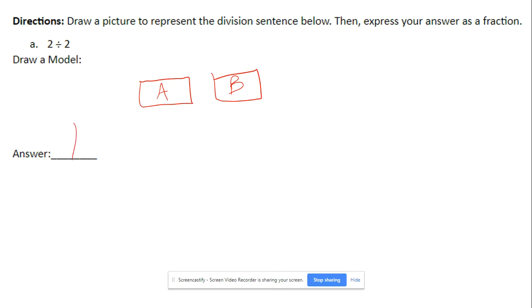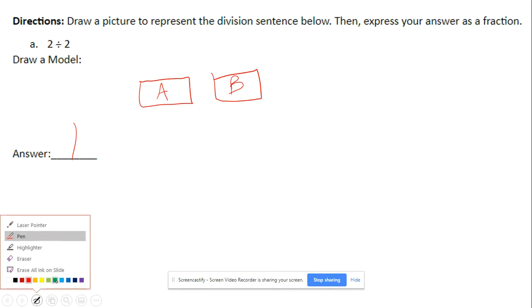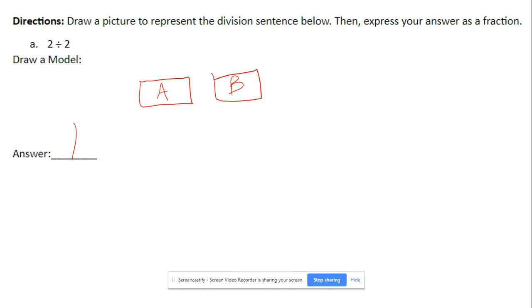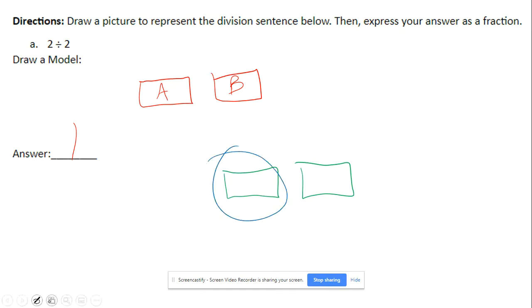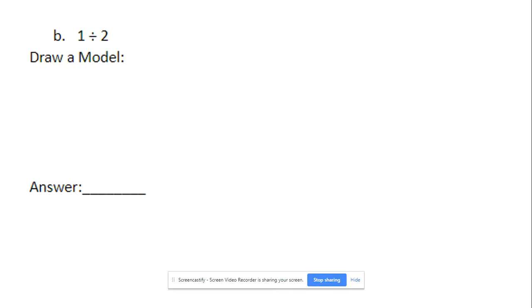We can also represent this, if you would rather do it with circles, and you don't have to do it both ways, you can just do it one way. If we have 2 parts and we're splitting that between 2 groups, so giving one part to group blue and the other part to group purple, I can see that in this blue group, it has 1 part. 2 divided by 2 is still 1. Let's try this for the next one.